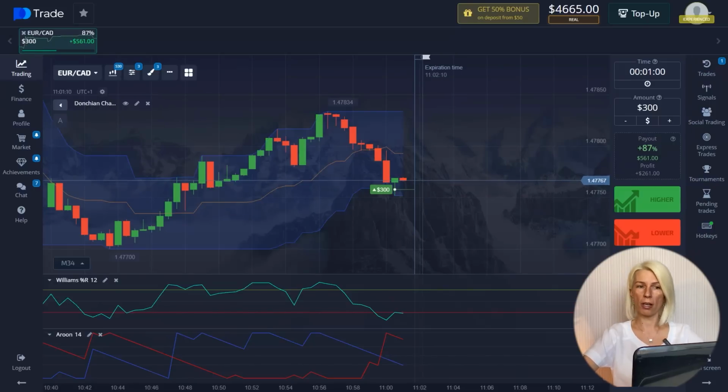At the same time, the red line of Aroon is at the level of 100 and the blue line is below the 50 level. Thereby, Aroon gives a signal about the continuation of the downtrend.